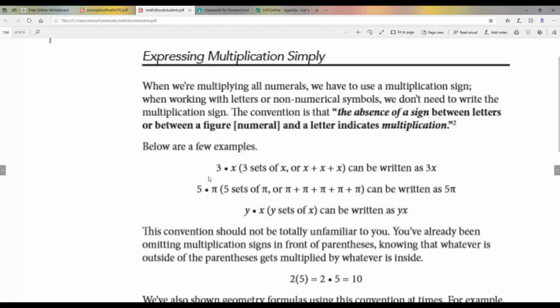So here are some examples. 3 times x means 3 sets of x, or x plus x plus x. And that can be written as 3x. Okay, so this is the same thing as this. 5 times pi means pi 5 times, and it can be written as 5 pi with no symbols. y times x can be written yx. So like I said, the convention is when there is no sign between letters and they're beside each other, or a number and a letter, it simply means multiplication.